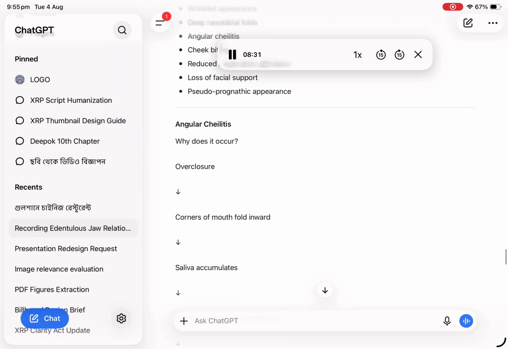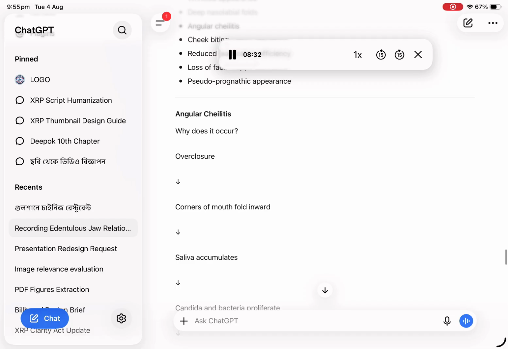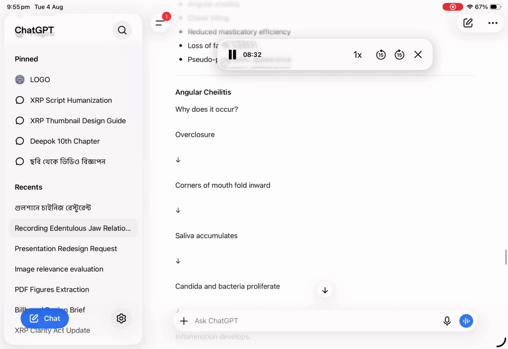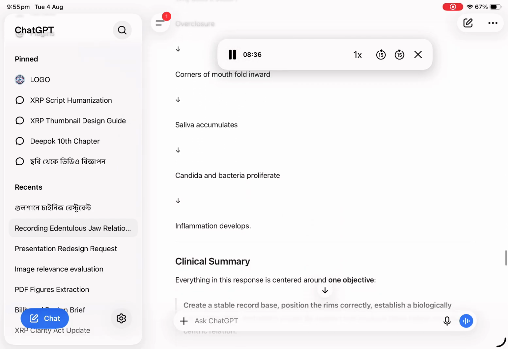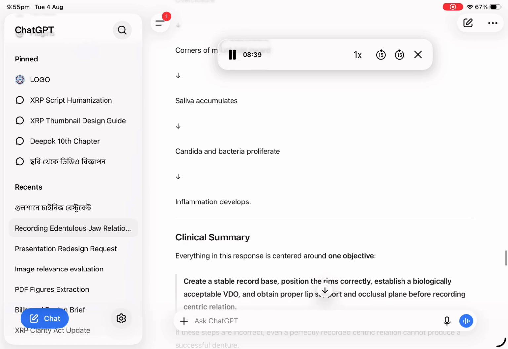Angular cheilitis: why does it occur? Overclosure, the corners of the mouth fold inward, saliva accumulates, Candida and bacteria proliferate, and inflammation develops.